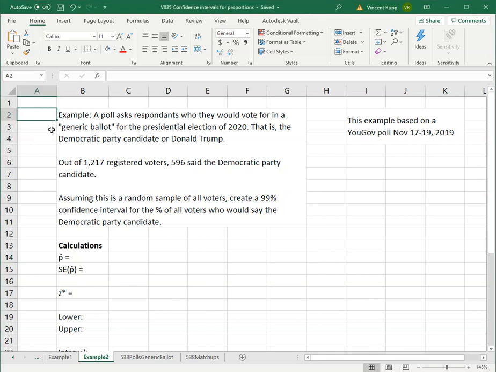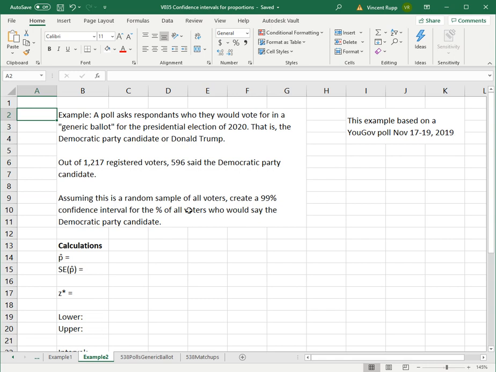Let's look at another example related to elections for confidence intervals. A poll asked respondents who they would vote for in a generic ballot for the presidential election of 2020. They basically said, would you vote for the Democratic Party candidate or Donald Trump? And this poll had 1,217 registered voters. 596 said the Democratic Party candidate. I got these numbers from a YouGov poll that was held less than about a week ago.